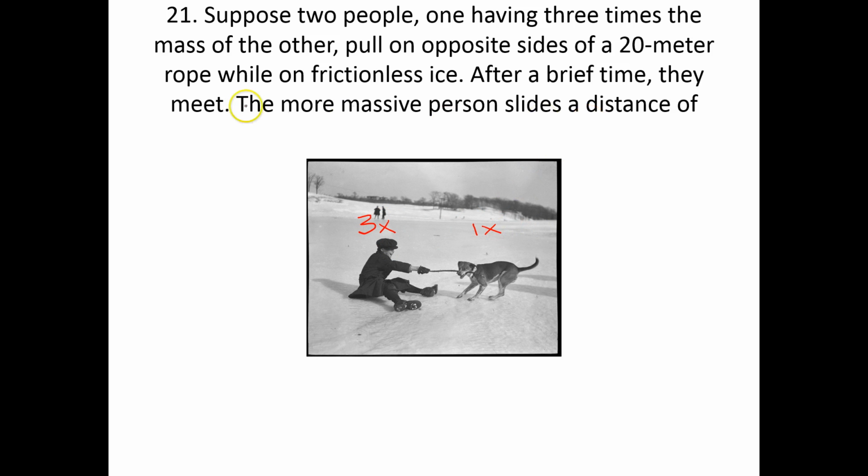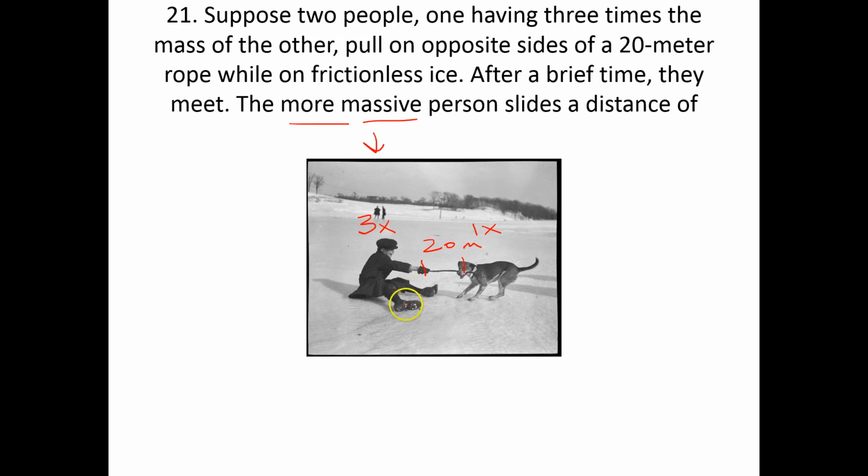It says they are pulling each other, so when they pull each other, they both go towards each other. The thing that they want to know is after a brief time they meet. The more massive person, so that would be our person here, slides a distance of... and this one, because he has 3 times the mass of the other, and he pulls on opposite sides of a 20-meter rope, so we know that the rope here is 20 meters.